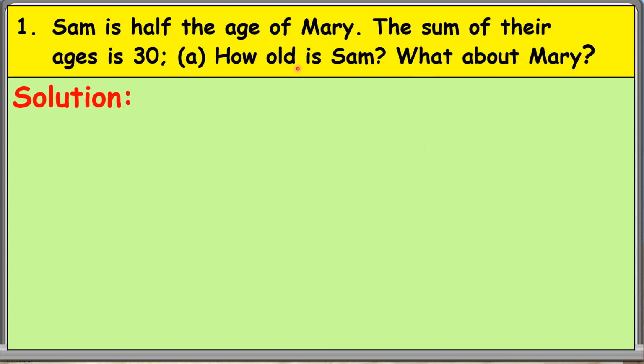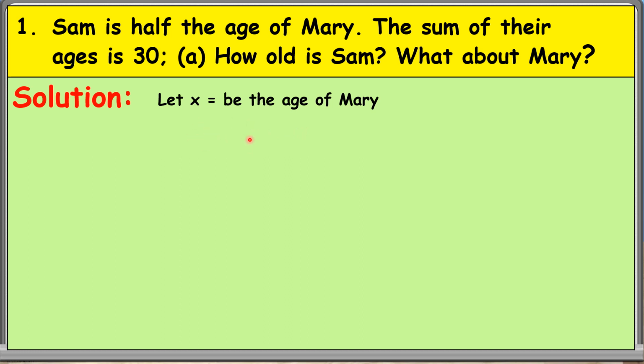Ang condition sa problem, pag pinag-add ko yung age ni Sam tsaka ni Mary, 30 ang total. Pero tandaan natin na yung age ni Sam ay kalahati ng age ni Mary. Okay? So, we are going to form an equation. Let x natin yung unknown variable, i-represent natin sa variables.